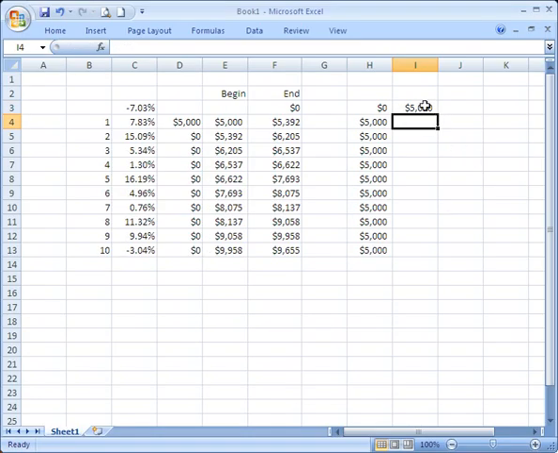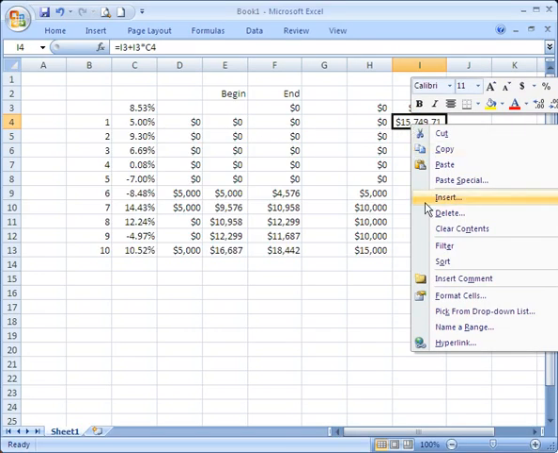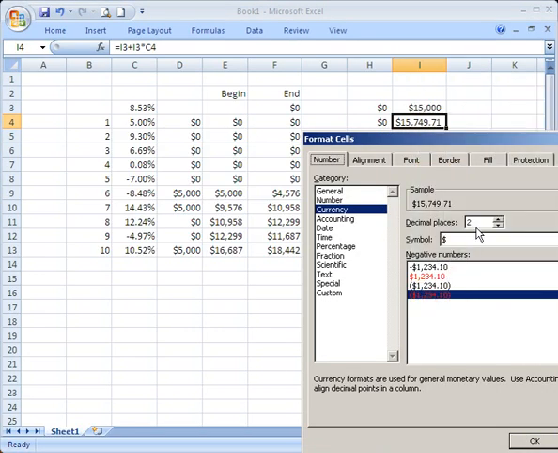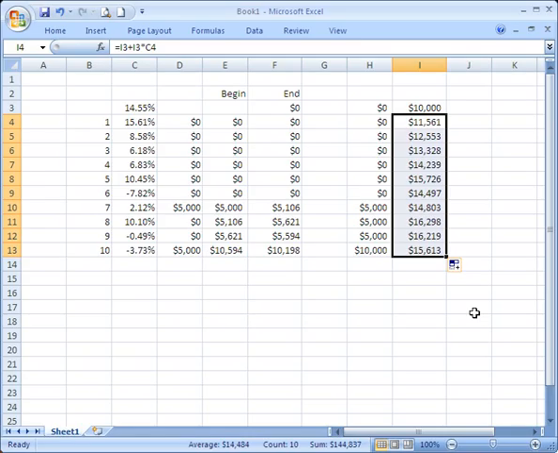And once we do, we can see how the lump sum investment will do over the course of the 10 years. Each year it simply goes up or down by the percent that prices change during that year. We'll format this the same way as the other one, with no decimal places, just to keep the comparison easy, and then drag it down. Now we have a fair comparison.